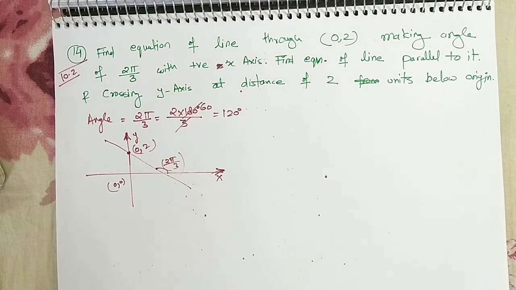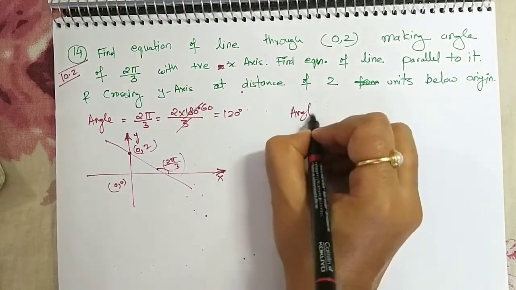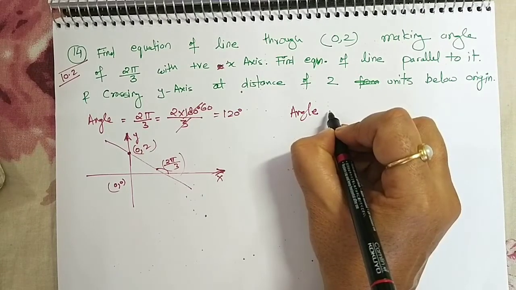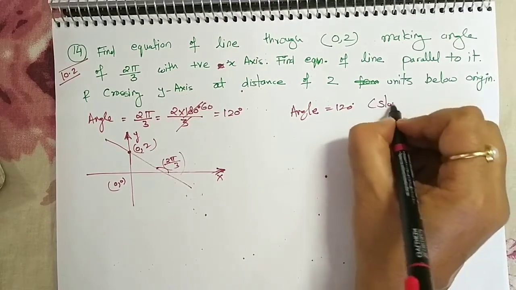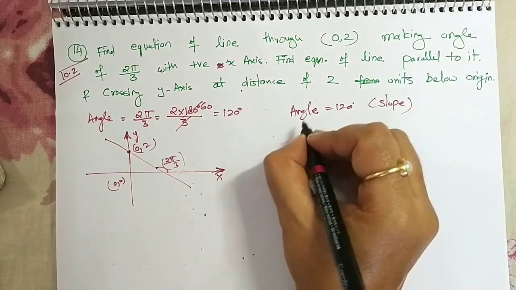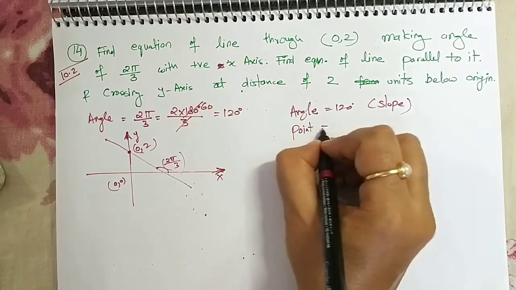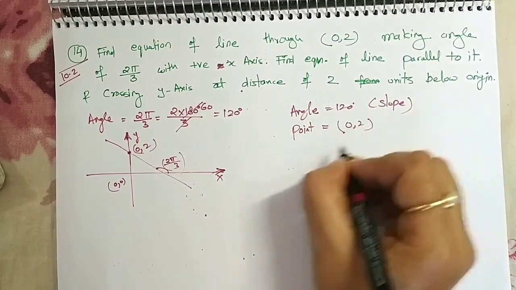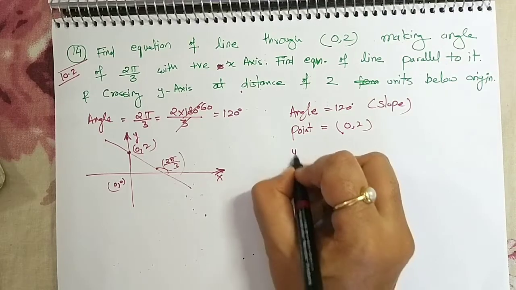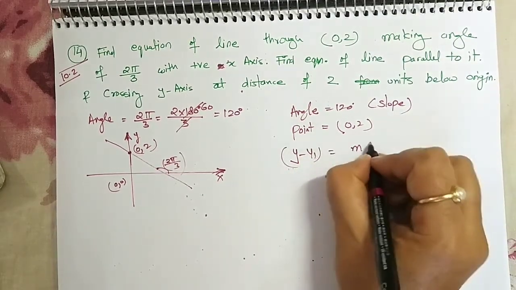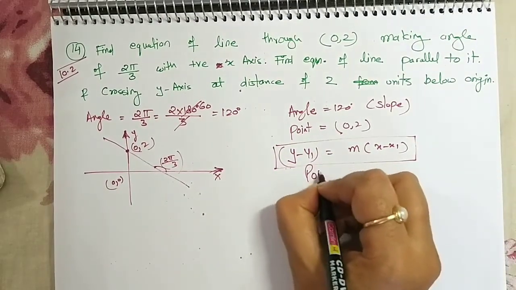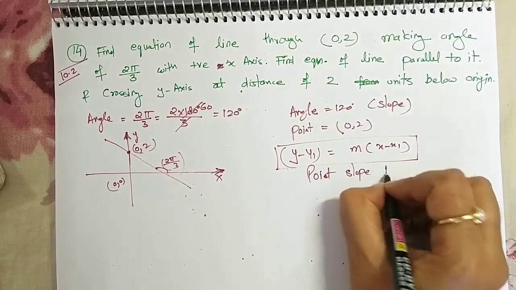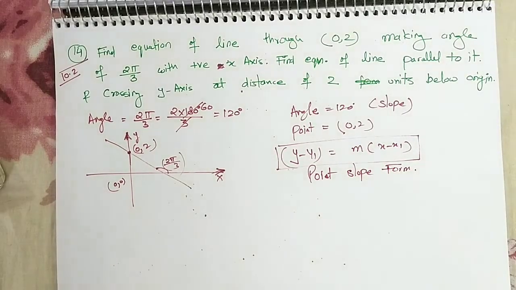So what do you feel is provided? They have given two things. Angle, from where I can solve the slope. That means slope they have given. Second thing they have given is the point, 0, 2. So slope and point are given. Which form will I apply? Clearly, y minus y1 equals m into x minus x1. This is called your point-slope form. So clearly I will apply this.